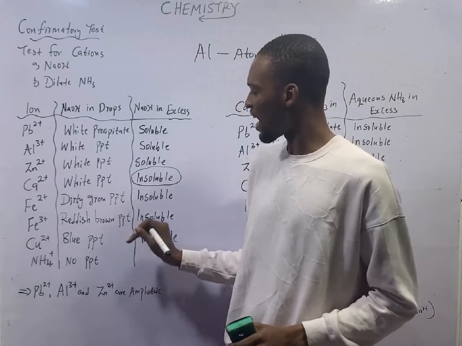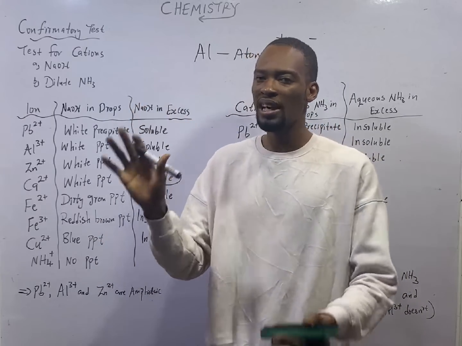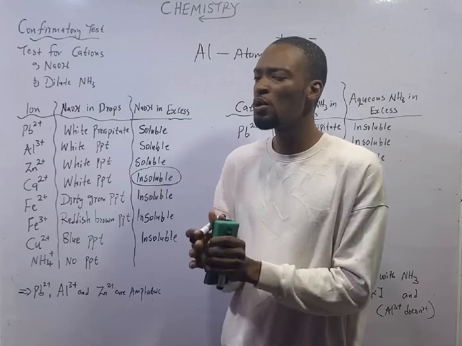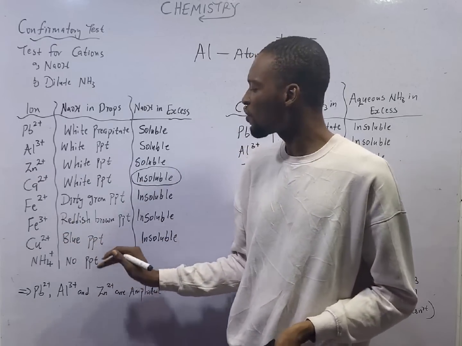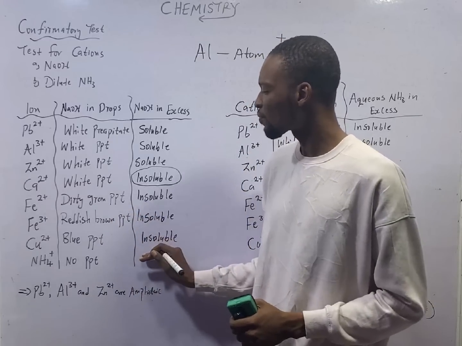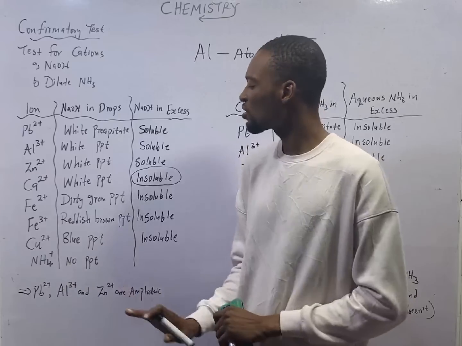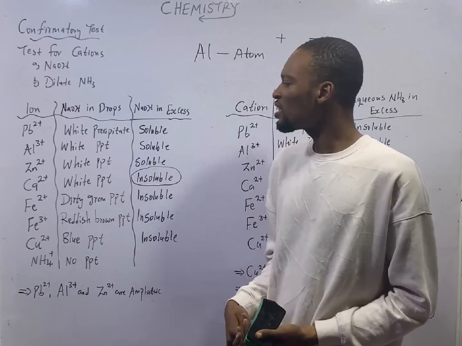Both precipitates are insoluble in excess sodium hydroxide. So both iron 2 and iron 3 give us insoluble precipitate. Then copper 2+ will give us blue precipitate. This blue is insoluble, while ammonium ion doesn't form precipitate at all. So you don't really need to cram this.